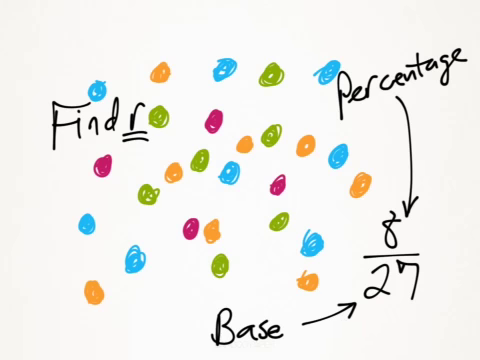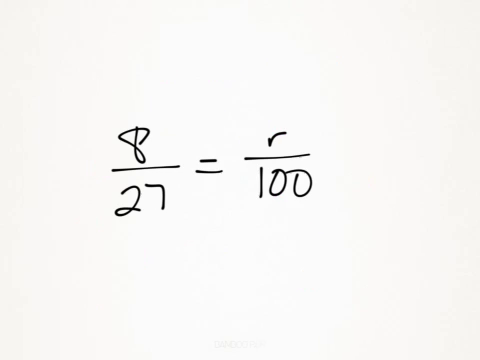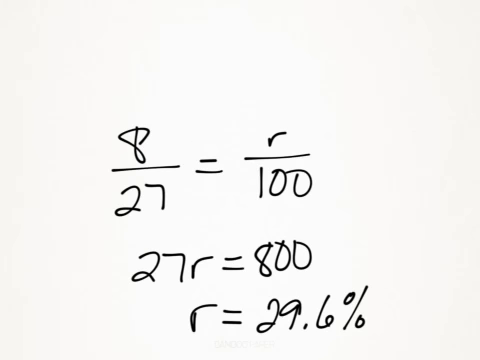So now I want to find my R, or my rate. I've set it up in my percent proportion: P over B equals R over 100. Again, 27 is our base because we're making it equal to this 100. That's 100% of all the candies. This is just a percentage of the candies. I kind of did this all in one step, but I cross-multiplied. I got 800 and 27R here. Divided both sides by 27, and I now know that the orange candies make up 29.6%.